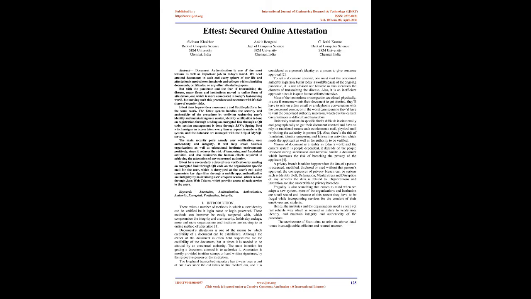In case someone wants their document attested, they'll have to rely on either email or a telephonic conversation with the concerned person, or in the worst case scenario they'd have to visit the concerned authority in person, which due to the current circumstances is difficult and hazardous. University students in particular find it difficult, institutionally and geographically, to get their documents attested and have to rely on traditional means such as electronic mail, physical mail, or visiting the authority in person.